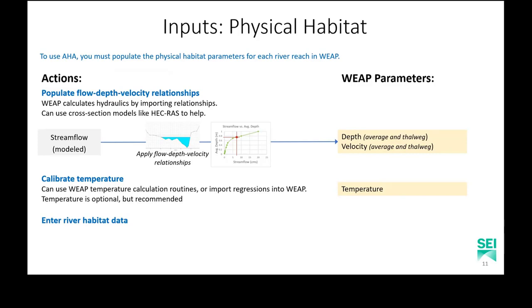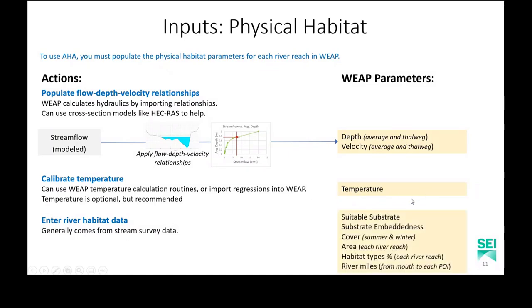And then finally, you can enter river habitat data, which generally comes from stream surveys. This will let you populate things like the substrate in the stream, the cover, and the surface area of the different habitat types. So again, these are all of the inputs you need for the physical habitat related to the river reaches.